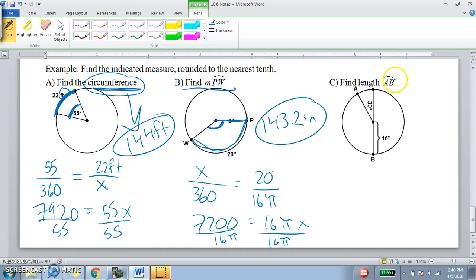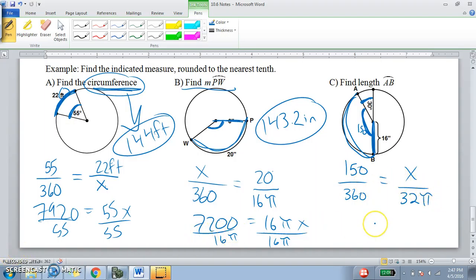All right, last one. We need the length of A to B. So this arc right here, which means I'm not going to use this angle right here because that's this piece right here. To find it, this is making a straight line, so I just take 180 minus this chunk, which is going to give me 150 for the measure that I'm looking for right here. So I'm going to have 150 over 360 equals my arc length, which I'm trying to find, over my circumference. If my radius is 16, then my circumference is going to be 16 times 2 times pi.